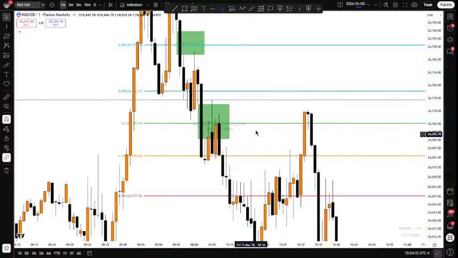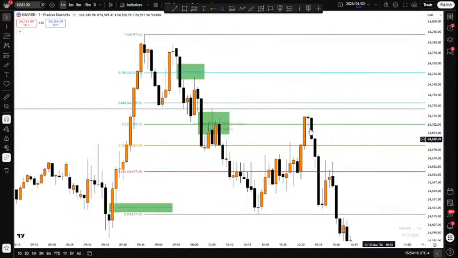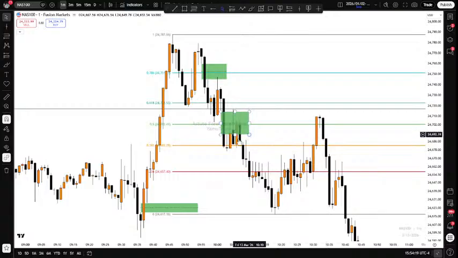Okay, yes, I'm gonna use this fib. So what do we have here? We have 50% retracement. So what does this mean, right? Because the price is too cheap now, this is discount, this is premium, right? What do we have? We're gonna sell the price at premium.